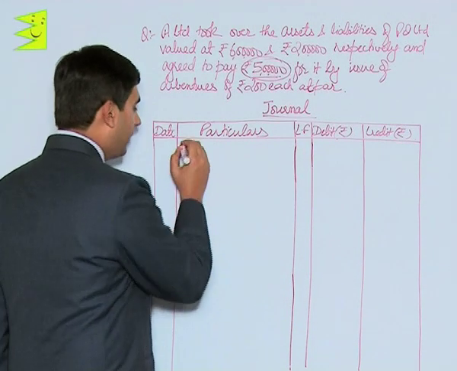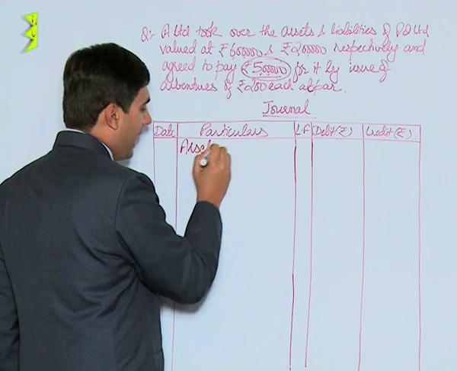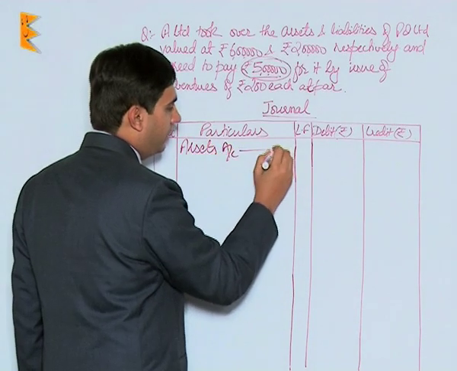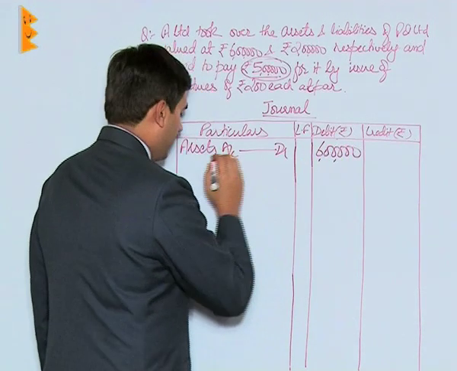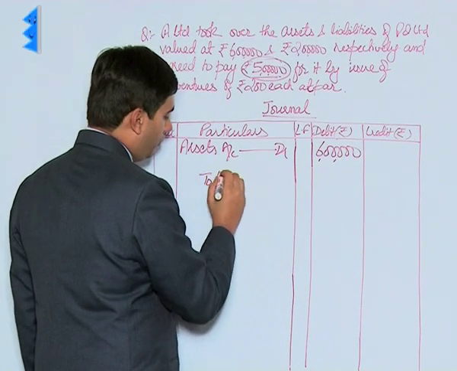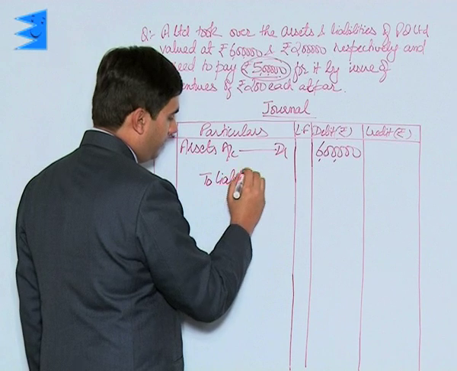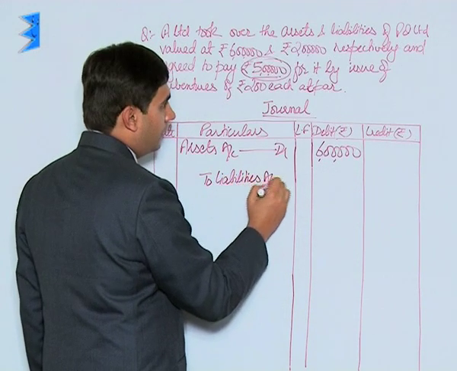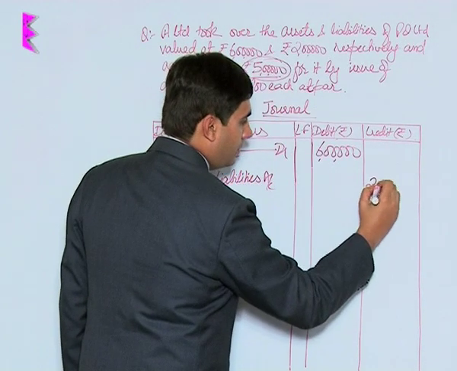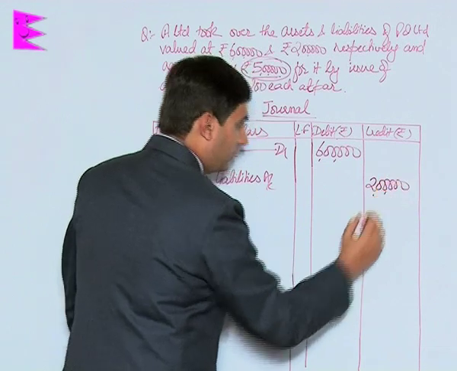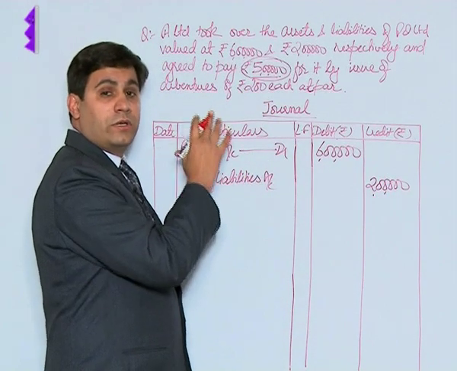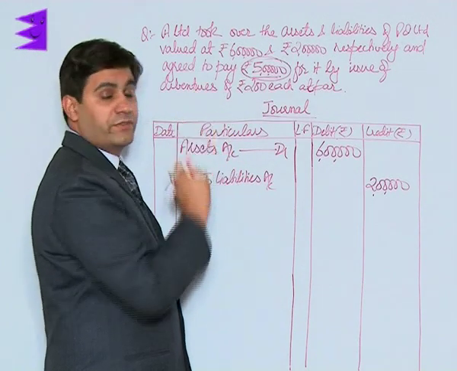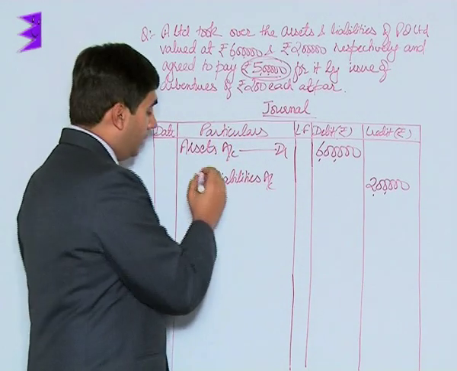Now students, the entry would be as follows: assets account debited rupees 6 lakh, that is the value of assets, to liabilities which is rupees 2 lakh. These are the values that are given to us and we have taken over these assets and liabilities at these values.